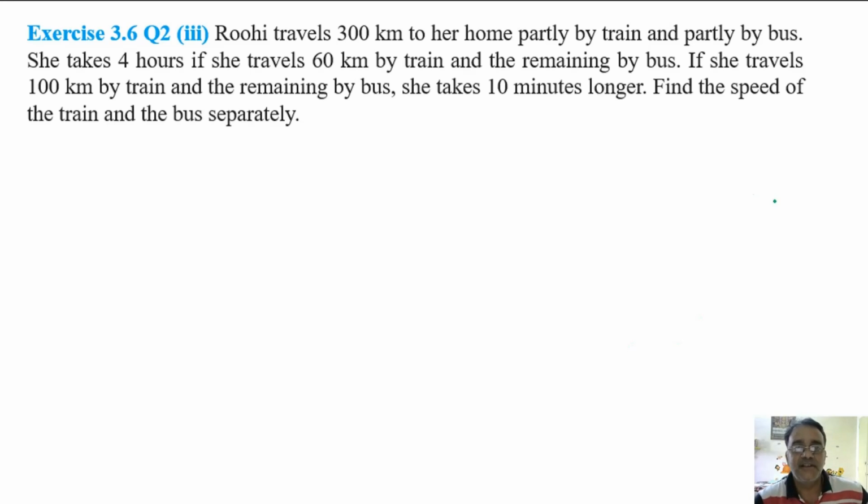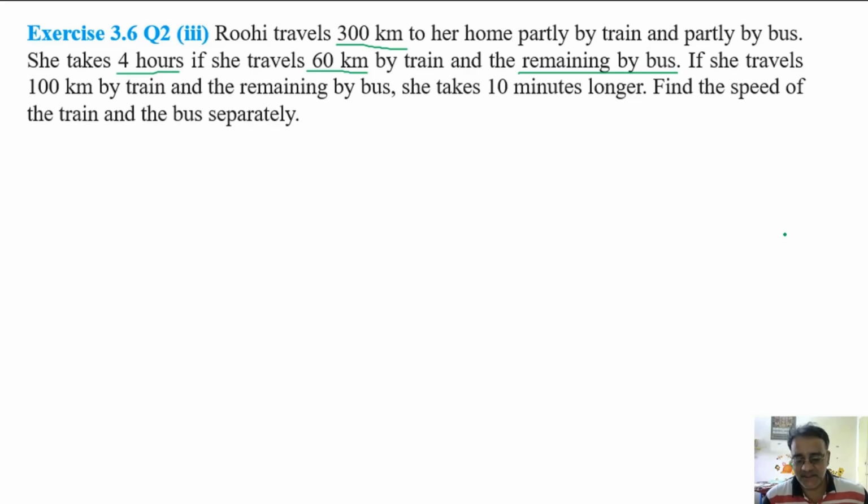Ruhi travels 300 km to her home partly by train and partly by bus. She takes 4 hours if she travels 60 km by train and the remaining by bus. If she travels 100 km by train and the remaining by bus, she takes 10 minutes longer. Find the speed of the train and the bus separately.